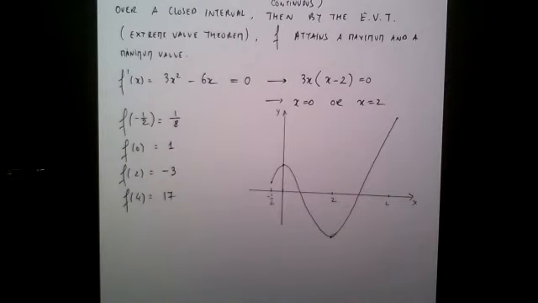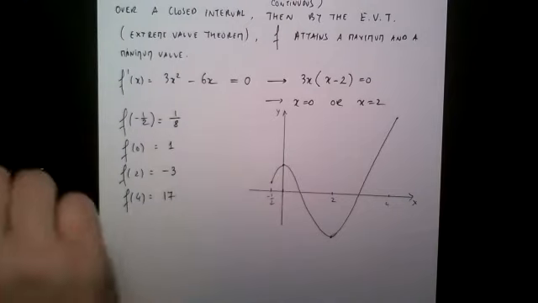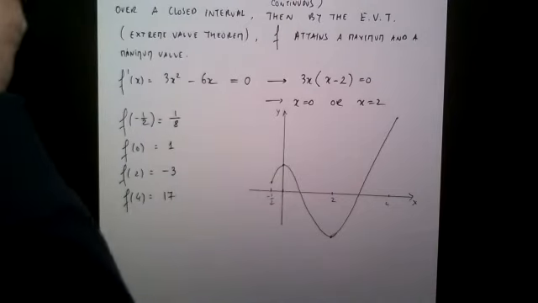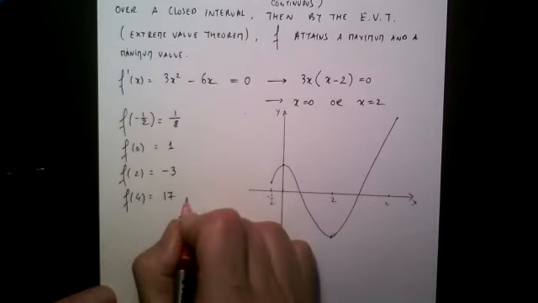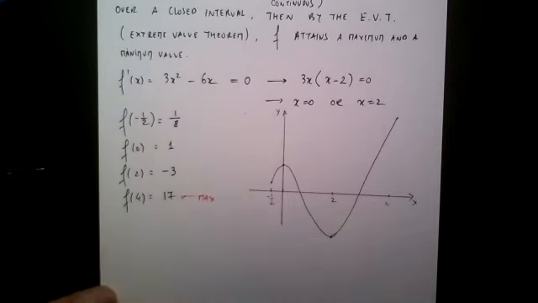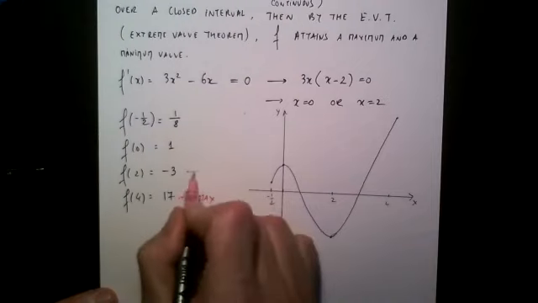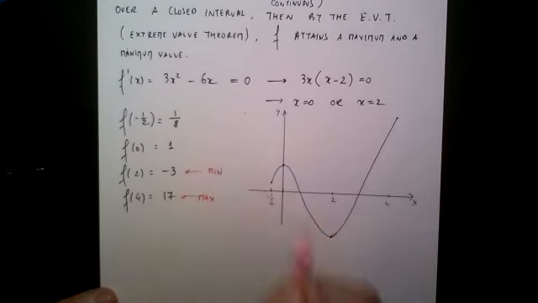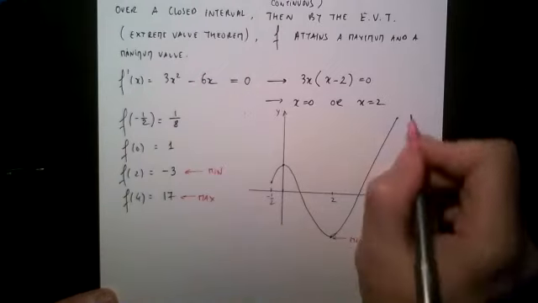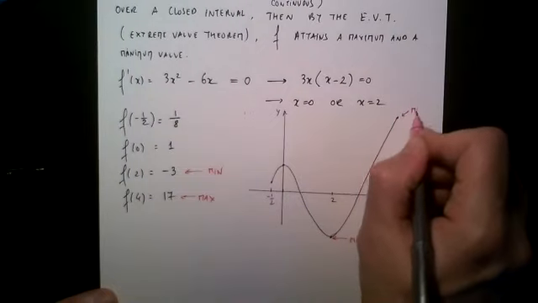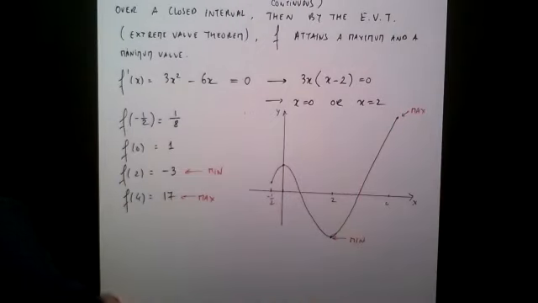So what is the maximum value? 17. Very good. So this is the maximum. And the minimum, of course, is minus 3. Okay, there you go. You can see it on the graph. Min, max, and that's it. We're done.